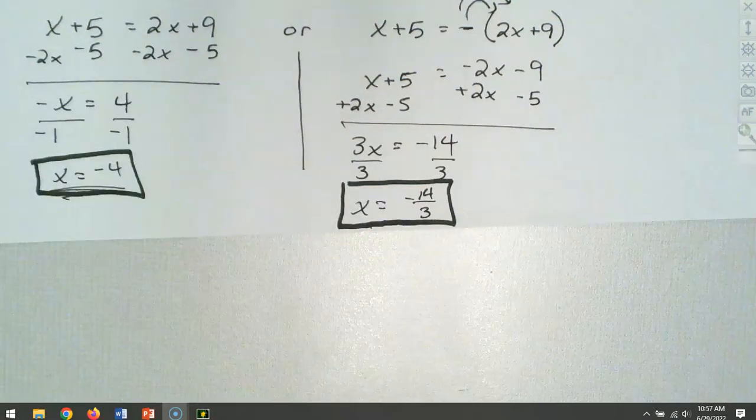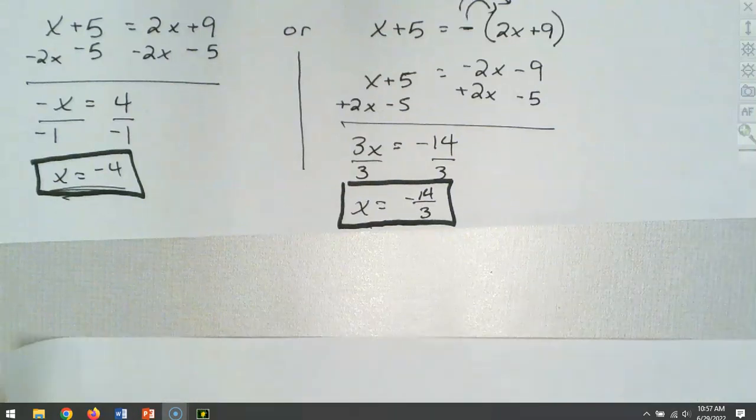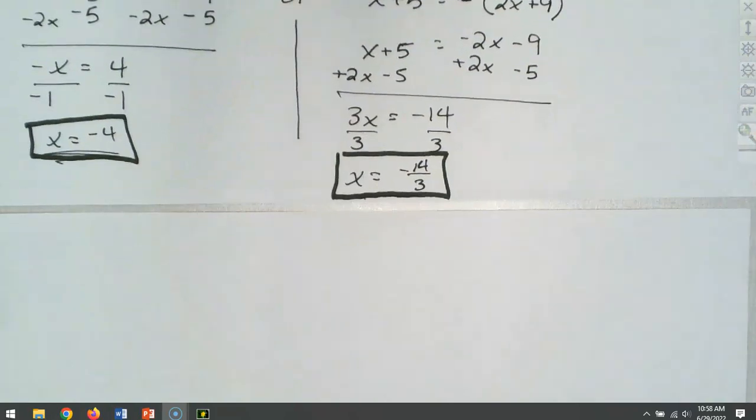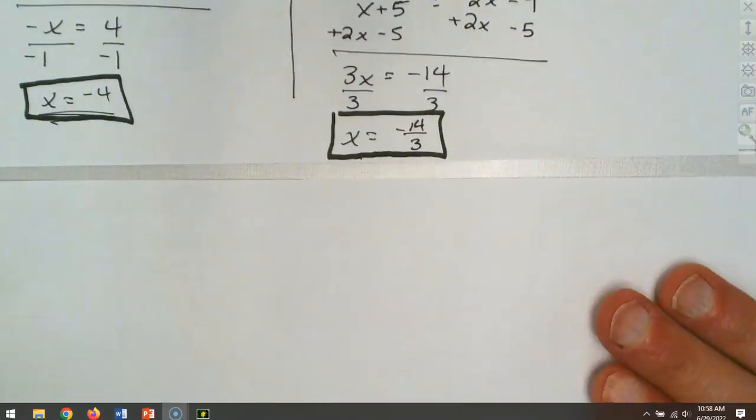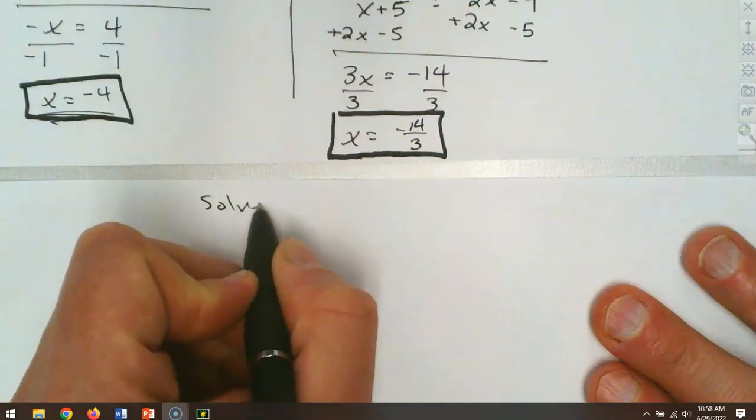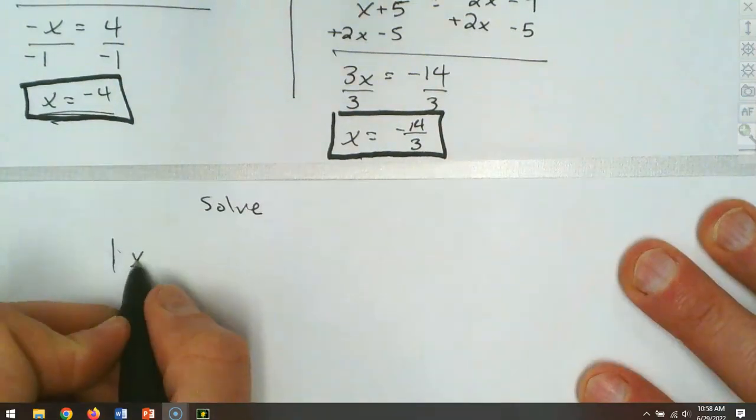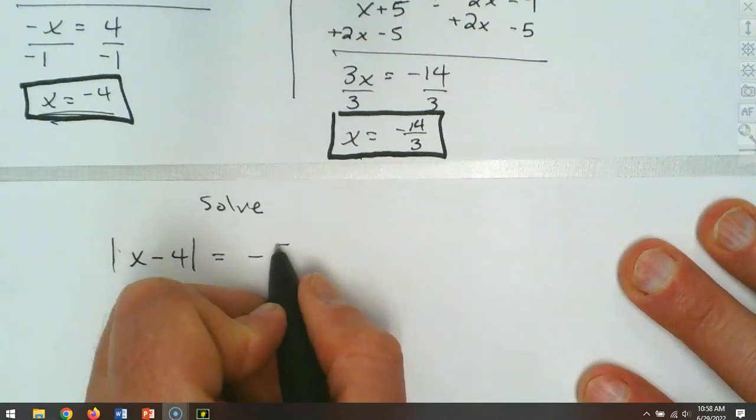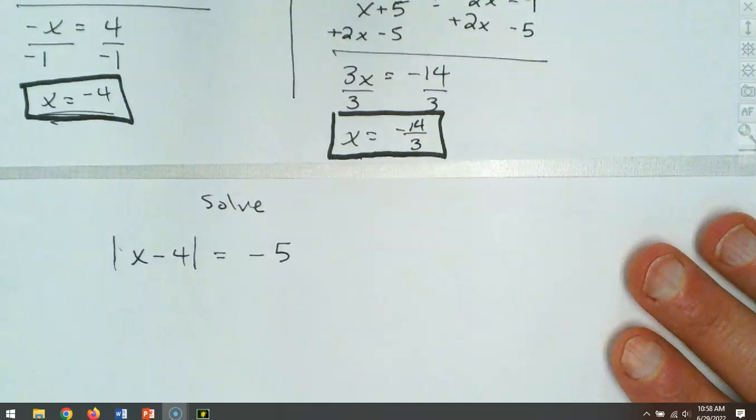Now, what about a negative? Can we ever have a negative value come out of an absolute value? No. Why not? Because if I try to take the absolute value and make it negative, that can't happen because the absolute value of any number is positive. Right? So if I say solve, the absolute value of x minus 4 equals negative 5, this is not going to have a solution.